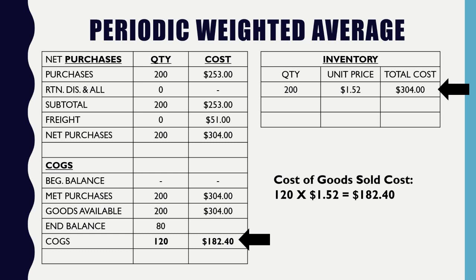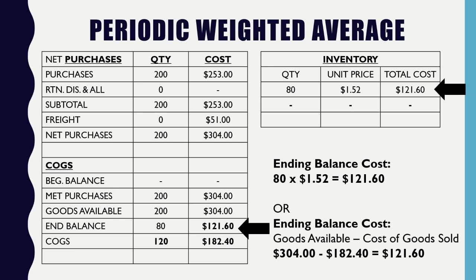Right? And then how do we solve for the remaining? You can either subtract the cost of goods sold from the goods available, or you can simply take 80 times the $1.52 and you should get the same answer. In this case, I showed that I did both and I got $121.60.